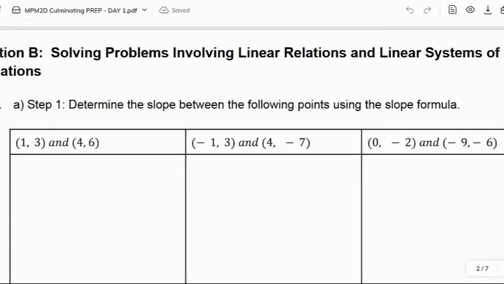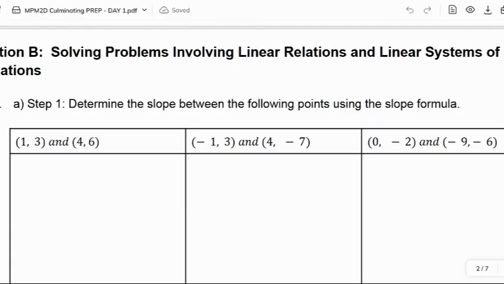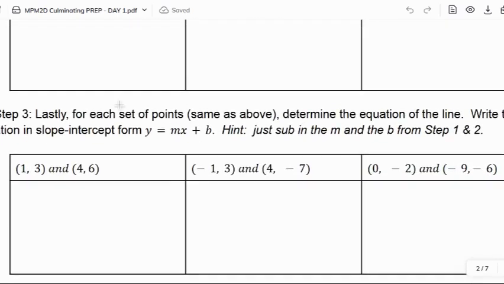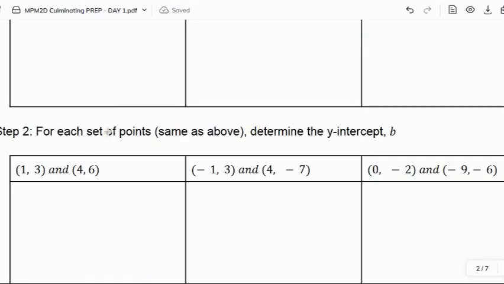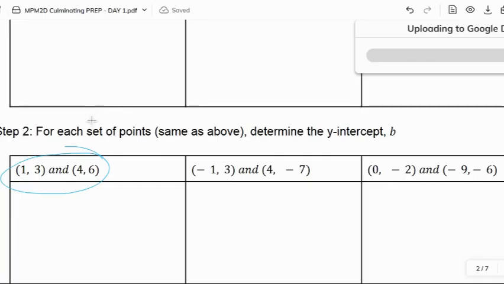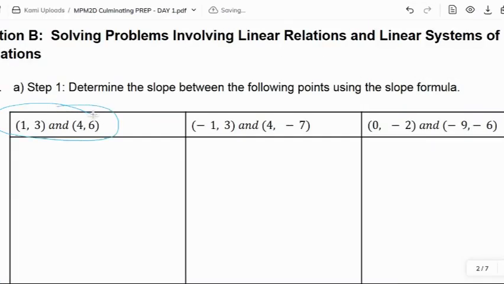So let's look at one question here from section B. Okay, so in this question 1, the whole goal of these 3 steps is step 3, which is determine the equation of the line in y equals mx plus b. Not sure if you noticed that these points are the same, right? It's just like 3 different steps for the same points. But I will choose points that have negatives just in case.